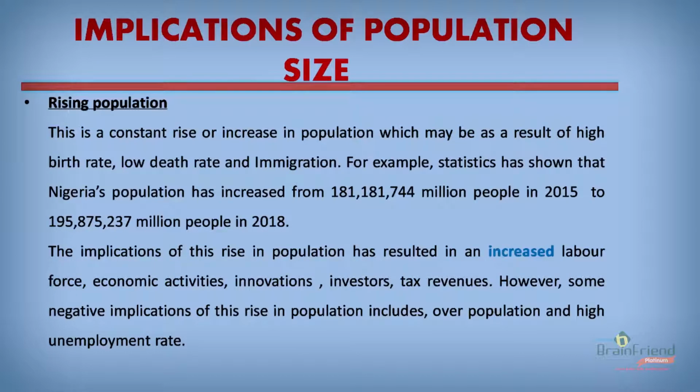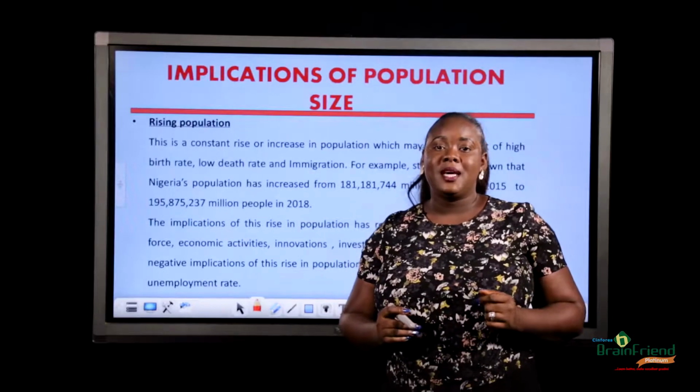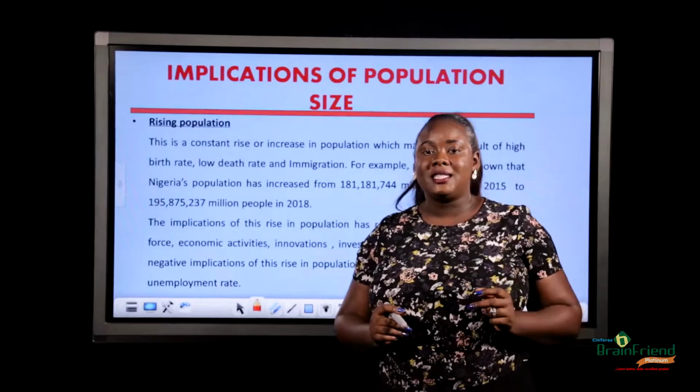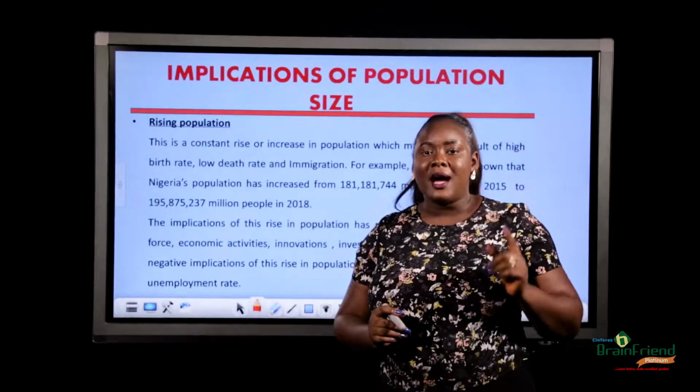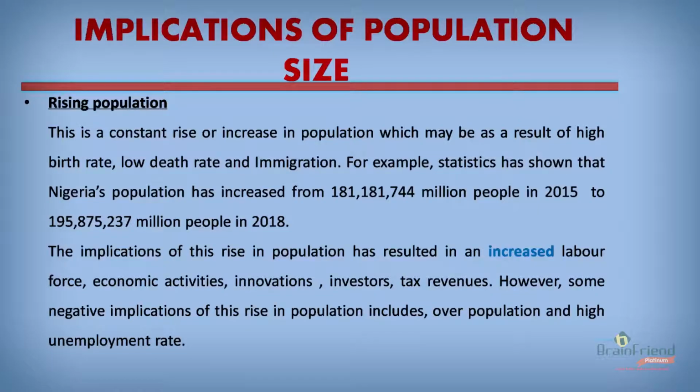Rising population. This is a constant rise or increase in a country's population. This may be as a result of high birth rates, low death rates, and immigration. An example of a rising population can be seen in Nigeria's population. Nigeria's population has increased from approximately 181 million people in 2015 to 195 million people in 2018.